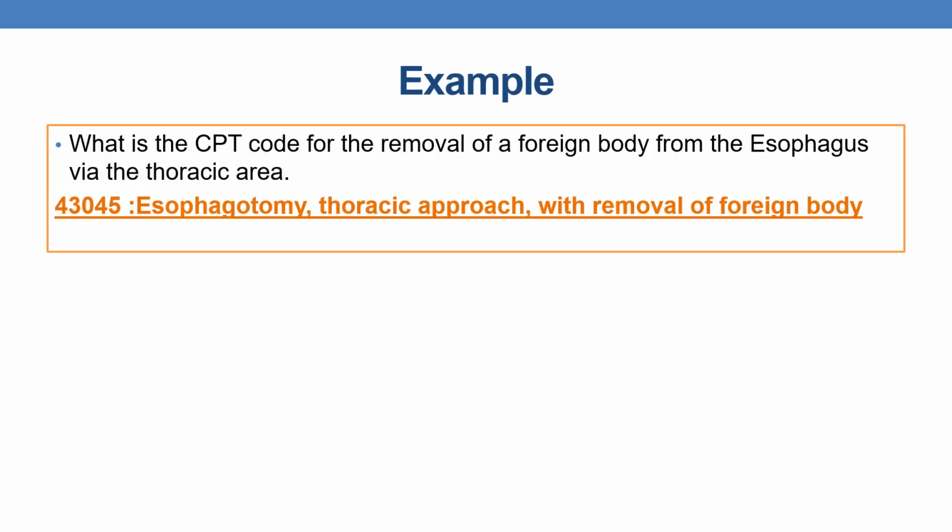Now let us see an example. What is the CPT for the removal of foreign body from esophagus via thoracic area? That is nothing but thoracic approach. Esophagotomy, thoracic approach with removal of foreign body. CPT is 43045, which indicates esophagotomy, thoracic approach with removal of foreign body.